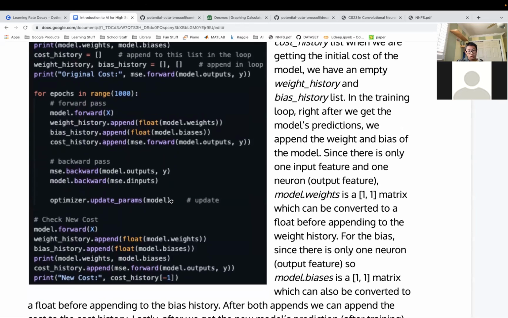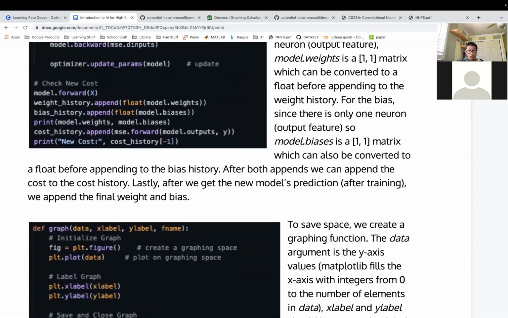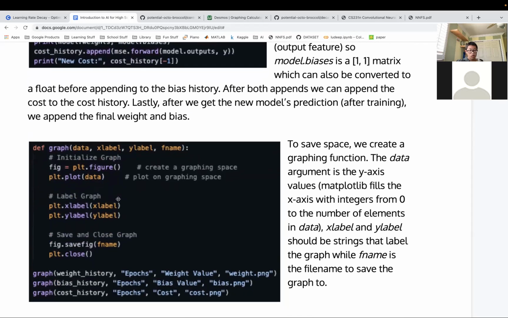So after we update them, we can graph them. But to graph them, we would have to copy and paste this like 3 times, and that means we have to put it in a function. So what we do is we start with a graphing space in this function. We plot the data, which is our first argument into the function. And then we label the graph using an argument for the X label and then the Y label. And then we have an argument for where we want to save the file to.